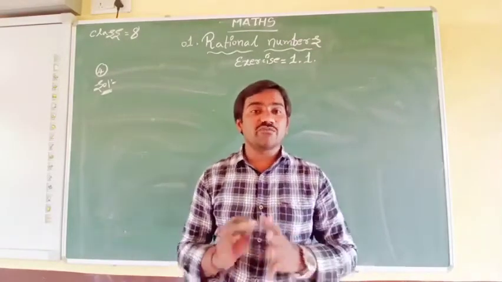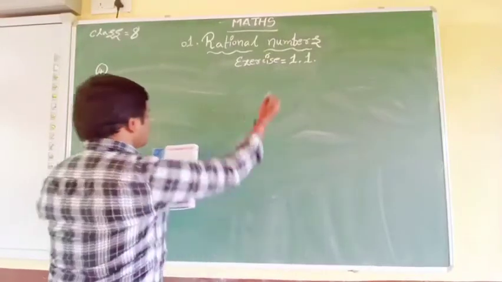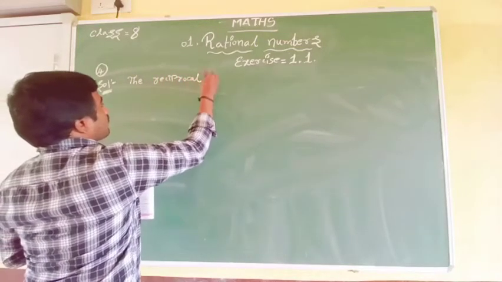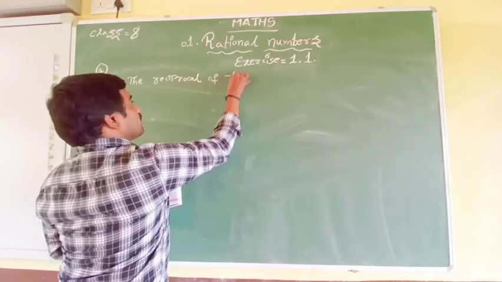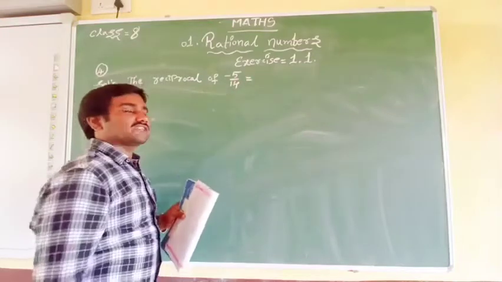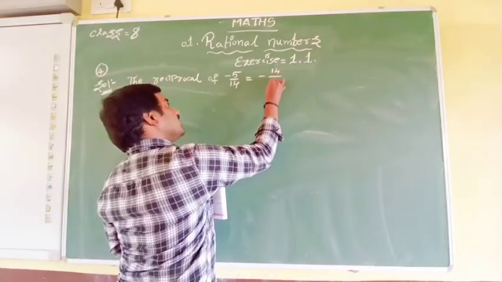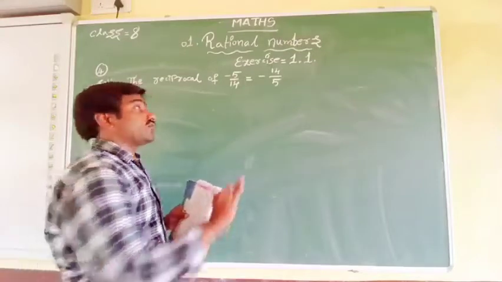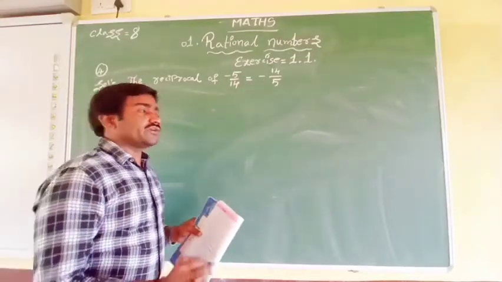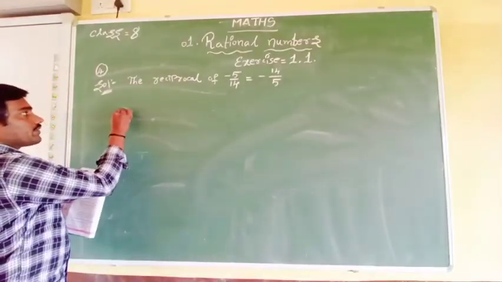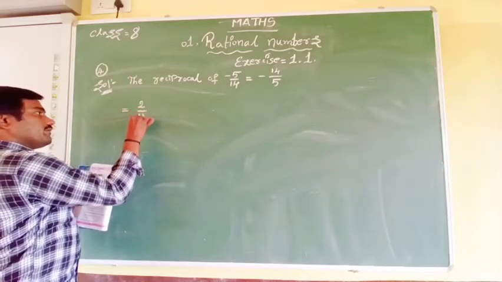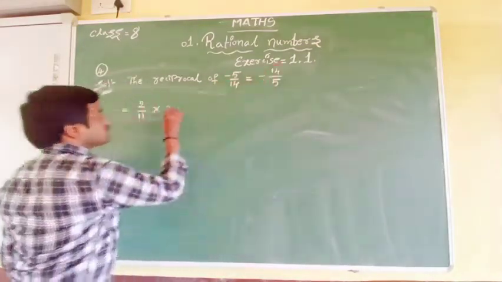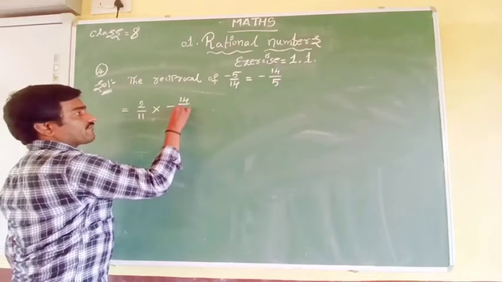We must know the meaning of reciprocal. The reciprocal of minus 5 by 14 is minus 14 by 5. We just need to interchange the numerator and denominator. That is called reciprocal. We should not worry about the sign. According to the question, we need to multiply 2 by 11 with the reciprocal of minus 5 by 14, which is minus 14 by 5.